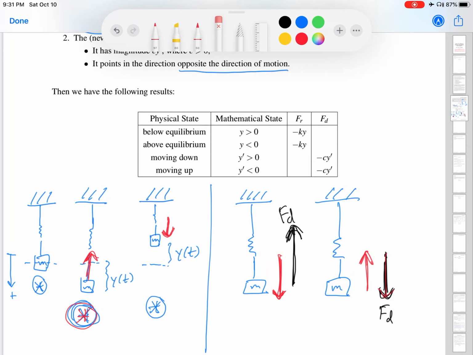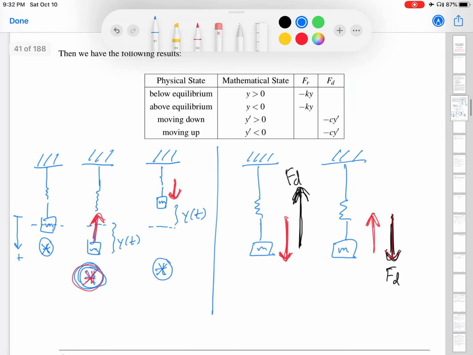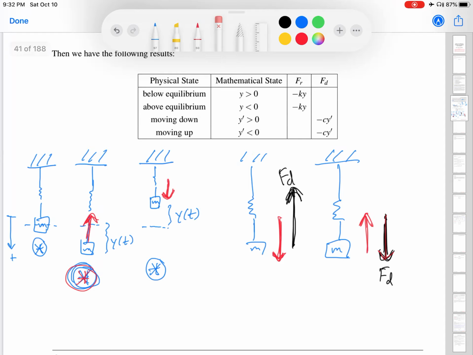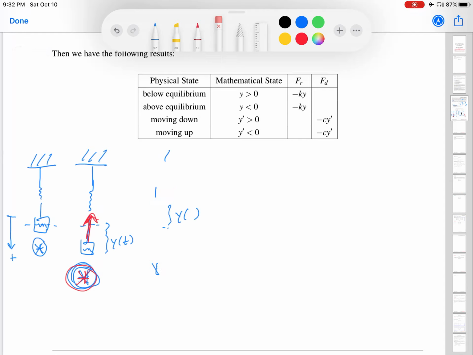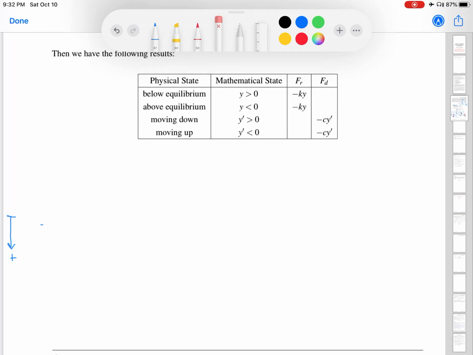So then let me now talk about the takeaway from this whole analysis. So what is the takeaway? Erase some of these things here. So the takeaway is that if you look at the first two rows, the restoring force from Hooke's law is exactly the same. Has the same form, has the same direction, has the same magnitude. If you look at the last two rows, then the damping force has exactly the same form, minus cy prime.